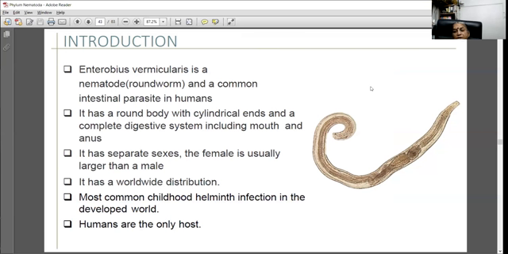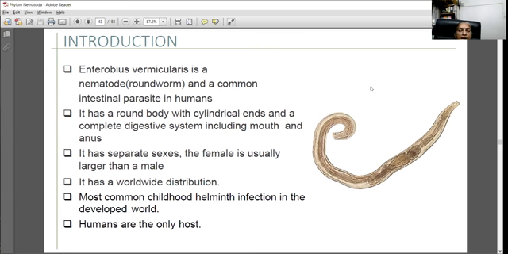This worm is dioecious. That means it has separate sexes, male and female worms. Again, in the general characters of nematodes, I had told you that females are usually larger than the males. So here also in Enterobius vermicularis, when we study the morphology, you will come to know that the female is longer than the male. The female is thicker than the male.